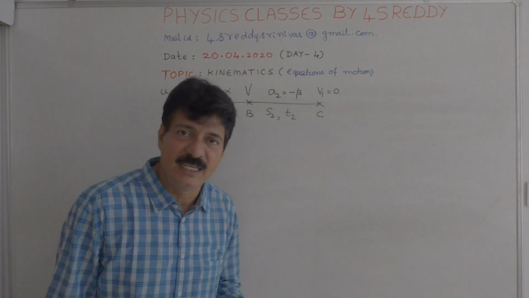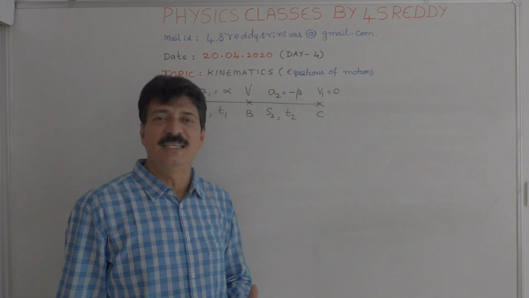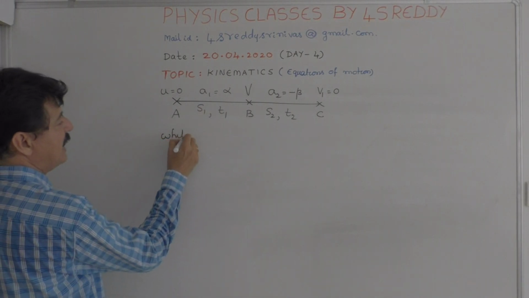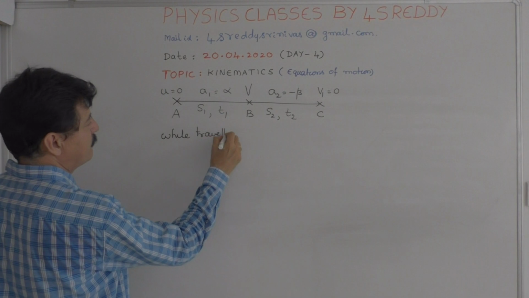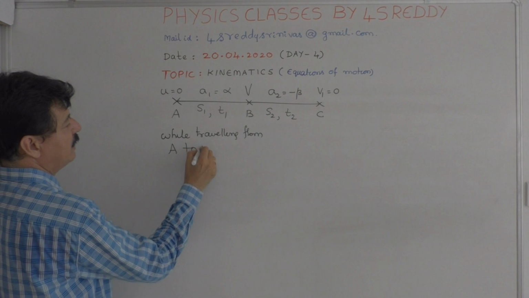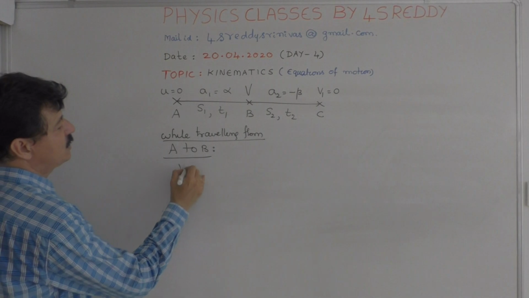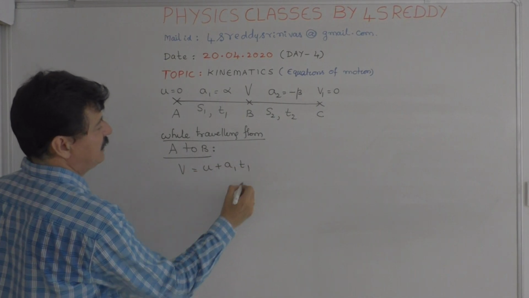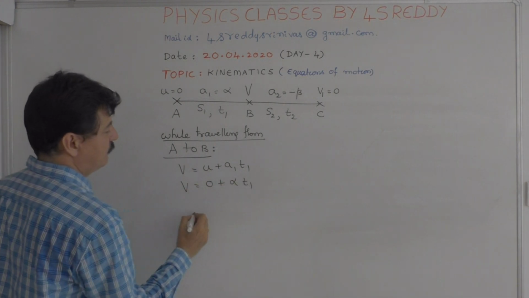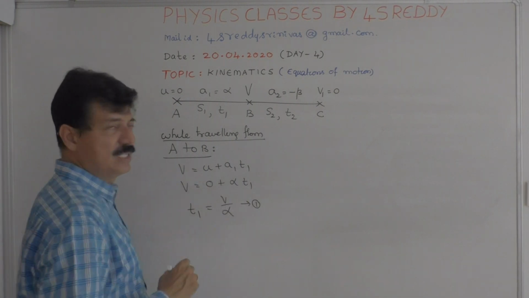V = U + at to find the time, and V² − U² = 2as to find the distance. That means here, first I will take while traveling from A to B, what you are going to get, tell me. While traveling from A to B, V = U + a1 t1. Therefore, V = 0 + alpha t1. Therefore, t1 = V by alpha. That is the first equation.